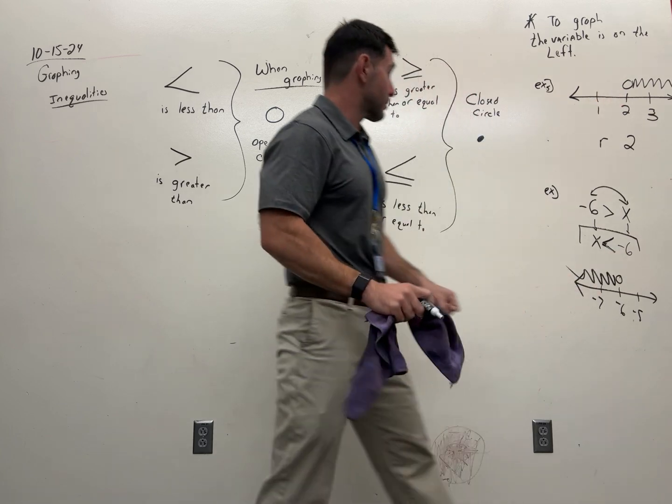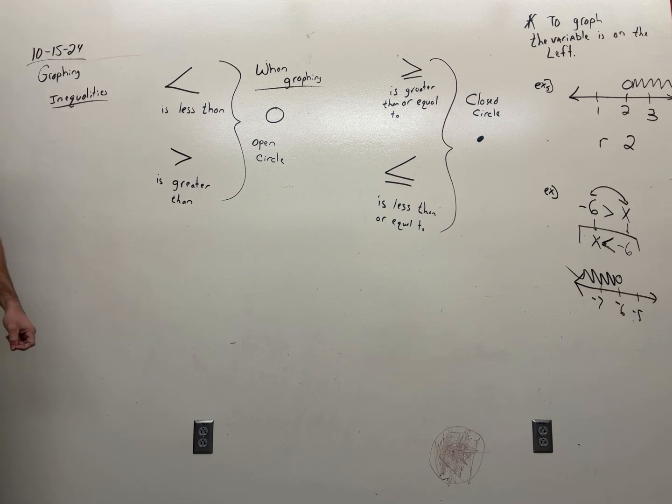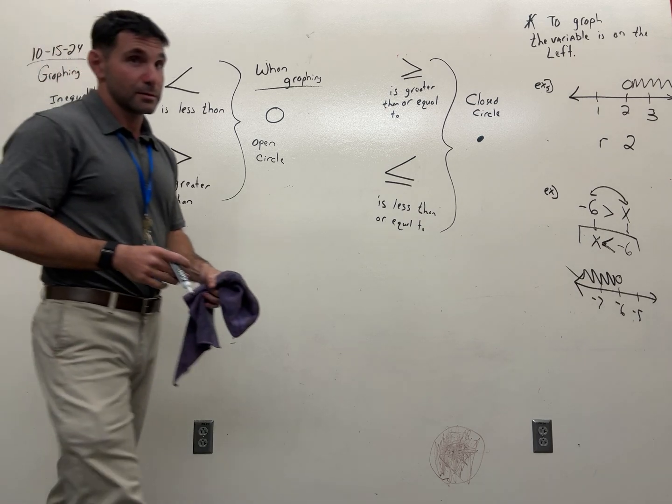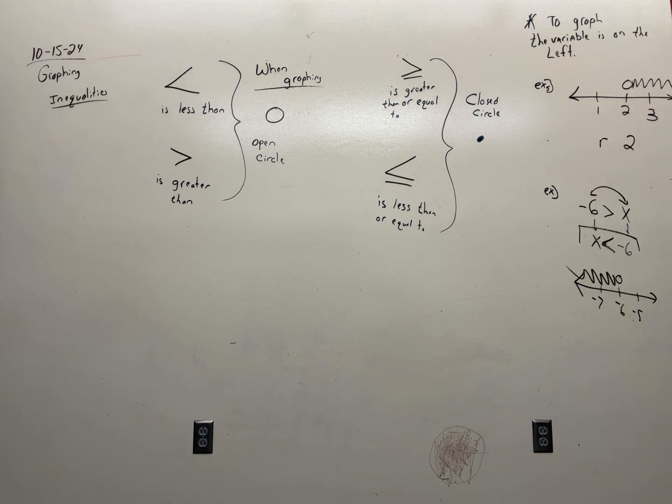Take a look. It's an open circle, which means we're going to choose one of these two. It's either is less than or is greater than. Are the numbers greater than 2 or are they less than 2? Where's that shading? Is it greater than or less than? Greater. So all of this shading is to the right. Is 3 less than or greater than 2? Greater. So the answer is R is greater than 2.